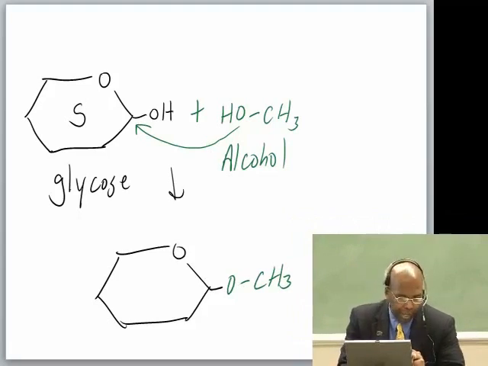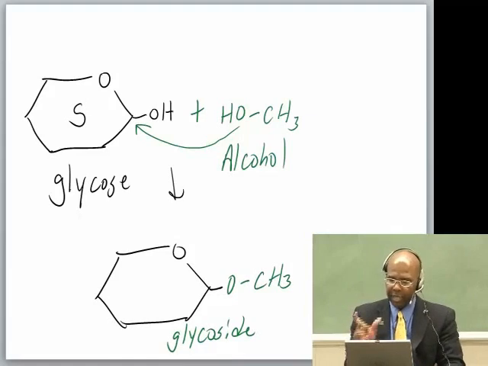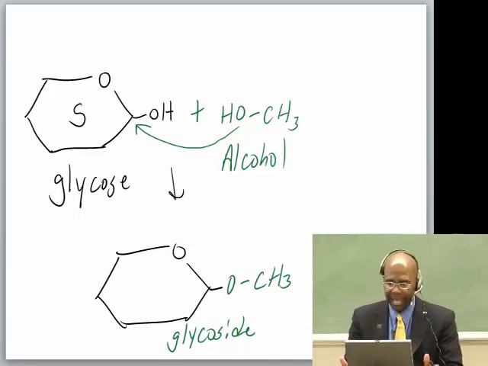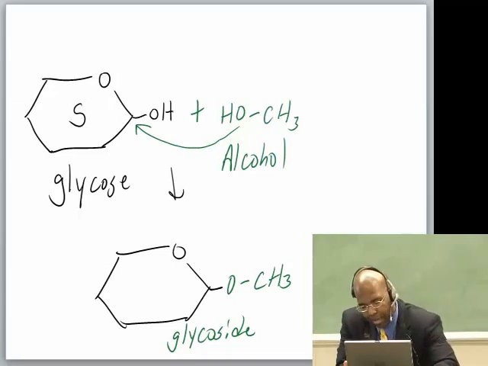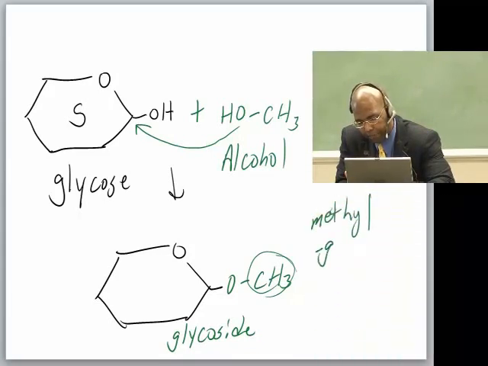Now, this new product that we formed is called a glycoside, because we started with a glycose, a glycoside. And so a glycoside is going to be any reaction between the anomeric carbon of any sugar and an alcohol. And this is a glycoside. Since this is a methyl group here, if we want to name this glycoside using the methyl group, we would call this a methyl glycoside.